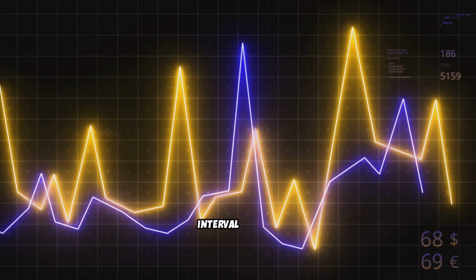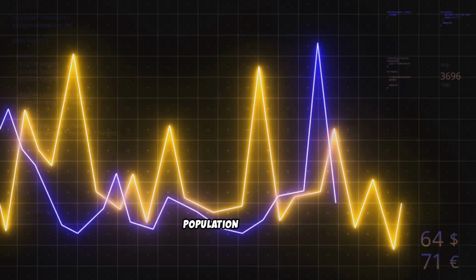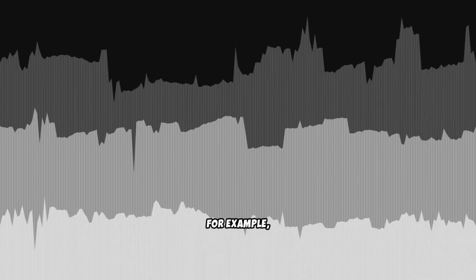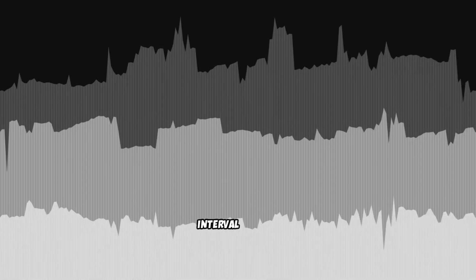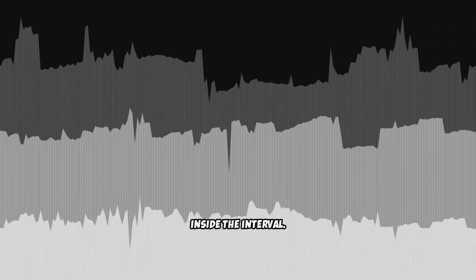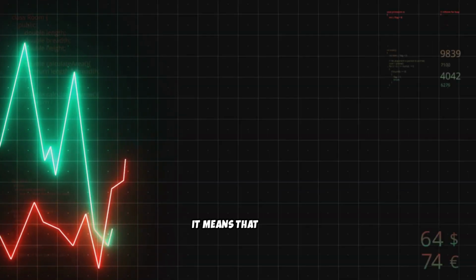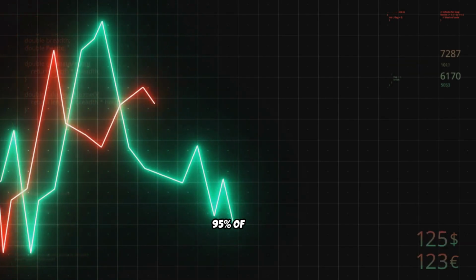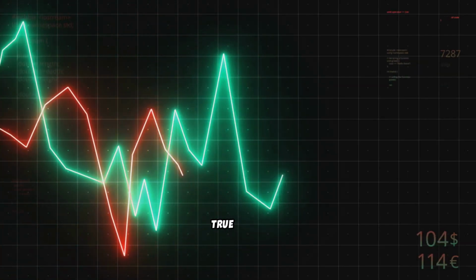A confidence interval tells us how confident we are that the true population parameter lies within a certain range. For example, a 95% confidence interval doesn't mean there's a 95% chance the population mean is inside the interval. Instead, it means that if we repeated the sampling process many times, 95% of the intervals we create will contain the true mean.